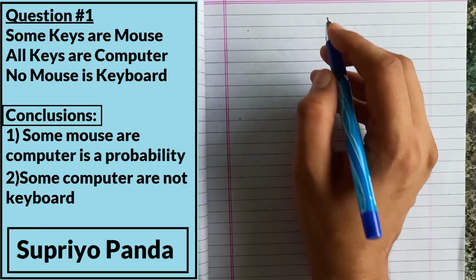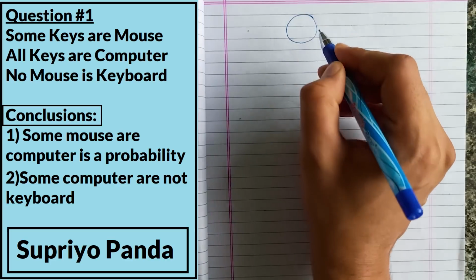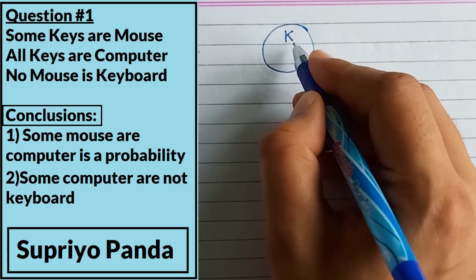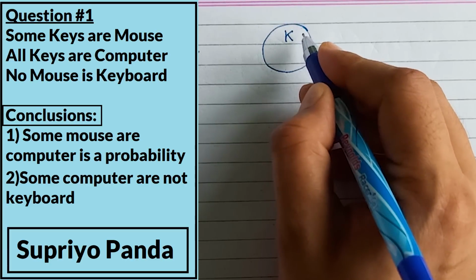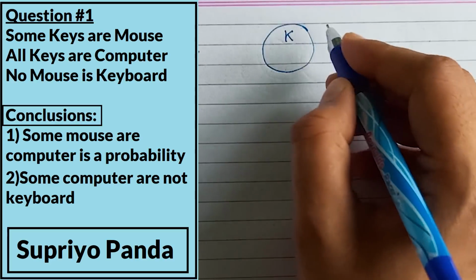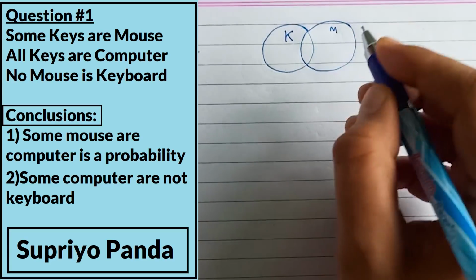Some keys are mouse. So how can we represent this? We can use the Venn diagram as I told you, and try to use one letter. See, I have used only one letter. As much as possible, use one letter unless you have to use two letters. So this is how we represent some keys are mouse.